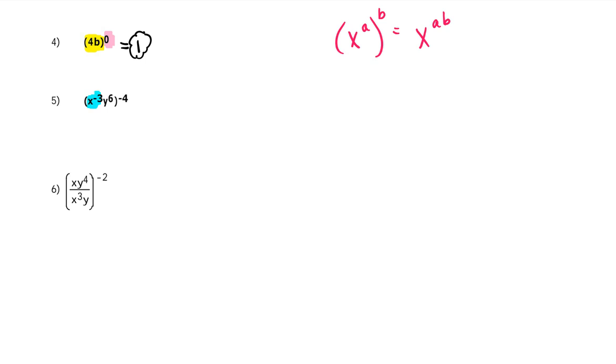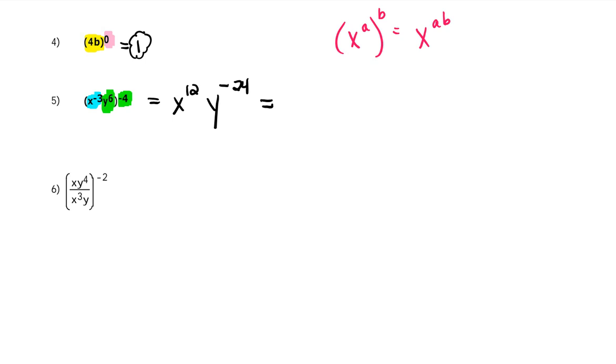First, I have x to the negative third, and that is raised to the negative fourth. So if you take negative 3 times negative 4, you'll get an exponent of positive 12. So that's for that. But then I've got y to the 6th, and that's also raised to the negative 4th. So y to the 6 times negative 4 is negative 24.